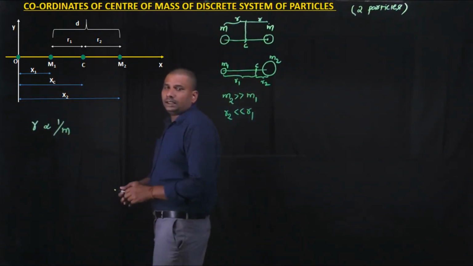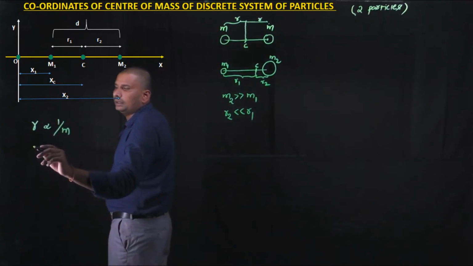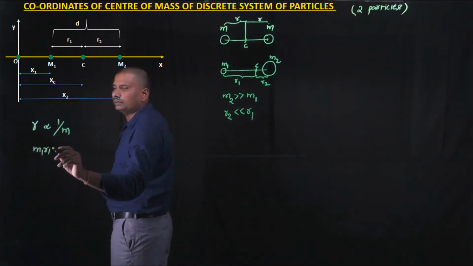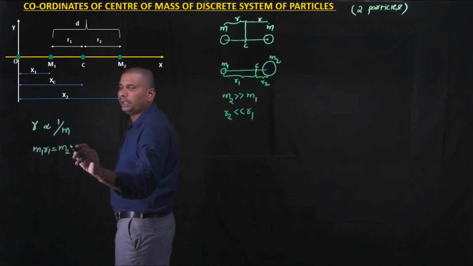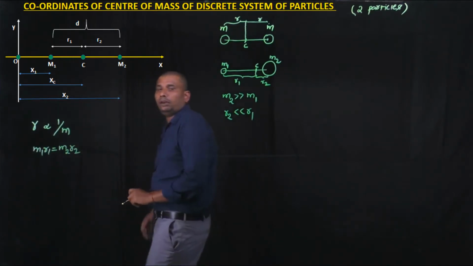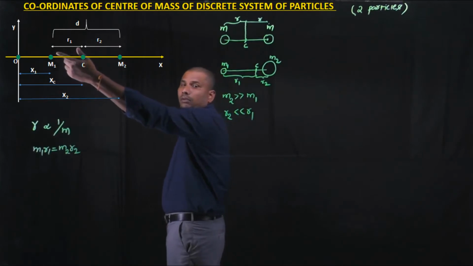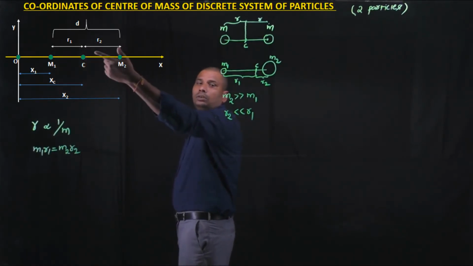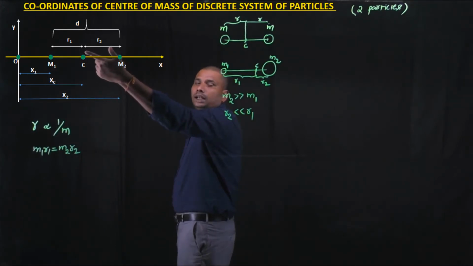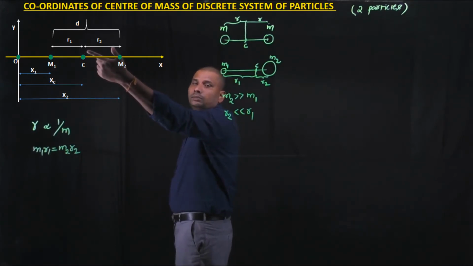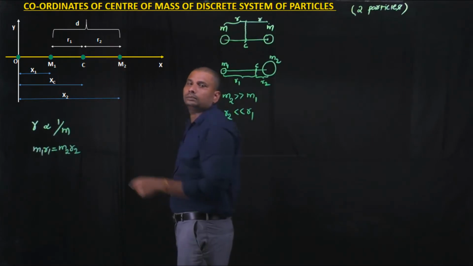From this relation we can write that m1 r1 is equal to m2 r2. In our diagram, r1 is the position of center of mass from the first object of mass m1, and r2 is the position of the center of mass from the second object of mass m2.